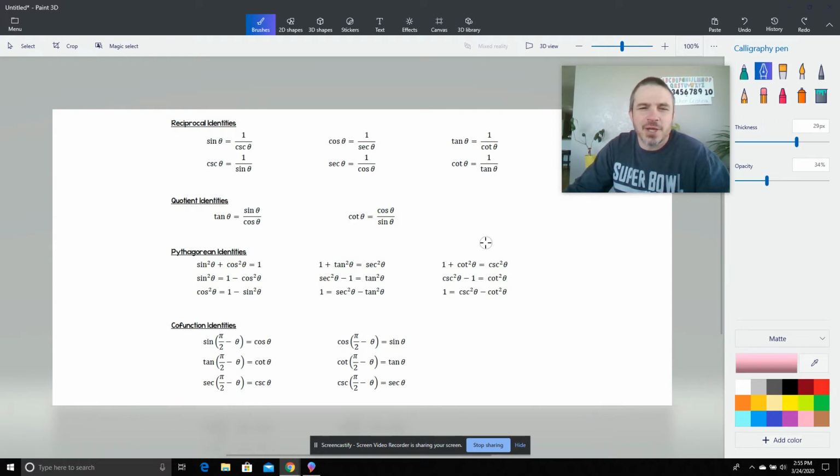Here's the first lecture in the next unit. In front of you, you see a list of identities that you need to memorize to be successful in this unit. The top ones up here are familiar. They're called the reciprocal identities.